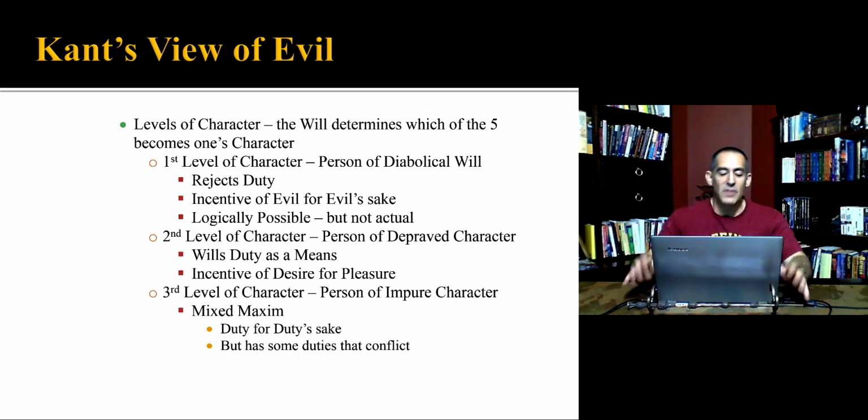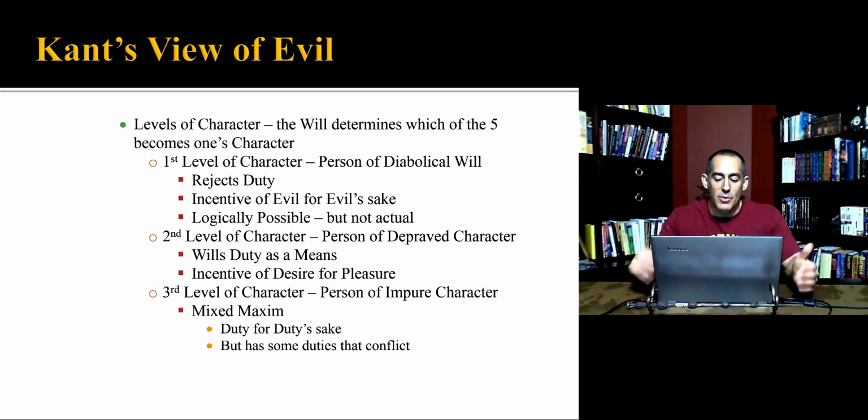The will determines which of the five becomes your character. At level 1, you see the person of diabolical will. For Kant, this is the person that always rejects their duty. Their incentive is evil for evil's sake, and perhaps this is not logically possible. Or actually, I should say, perhaps this is logically possible, but not actual. Maybe you don't find the person of diabolical will too often in the world.